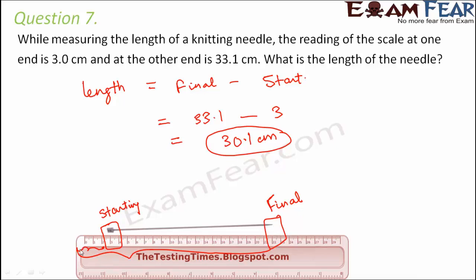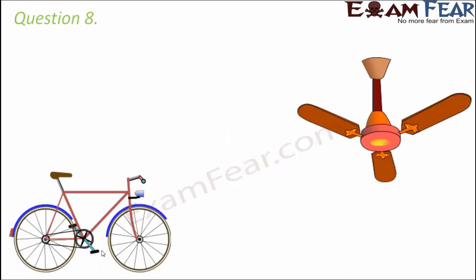So I hope you understood it. The final reading would mean the reading from point 0. Again, initial reading would mean this much reading. So when you want to measure the length of the needle, it is this entire reading minus this much reading.